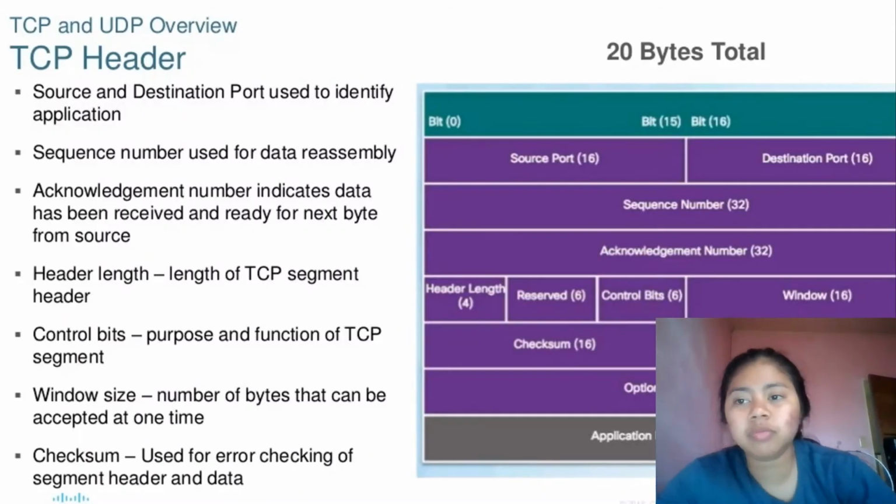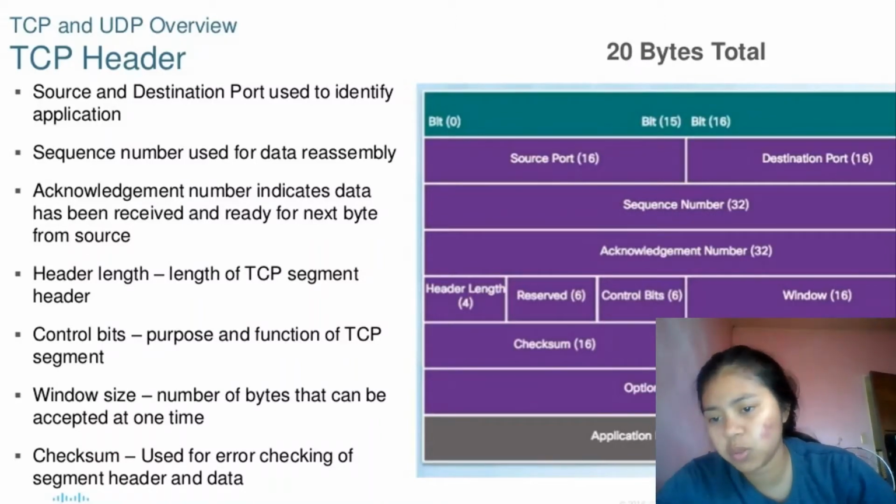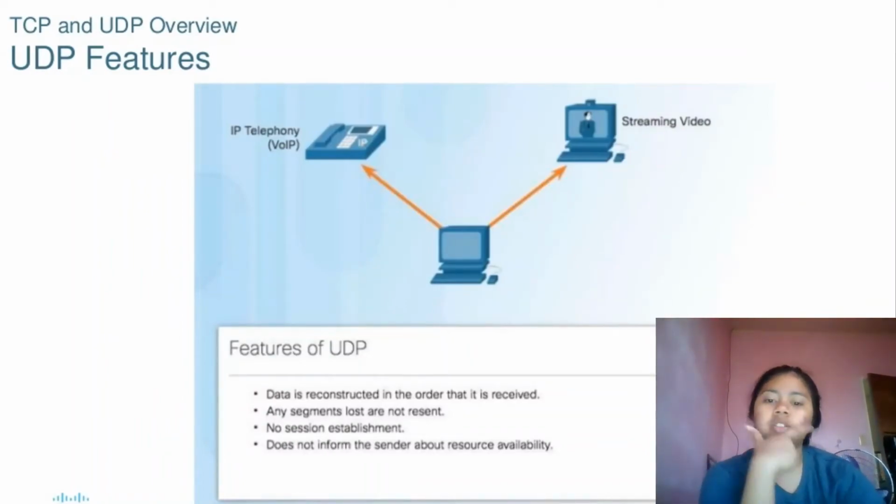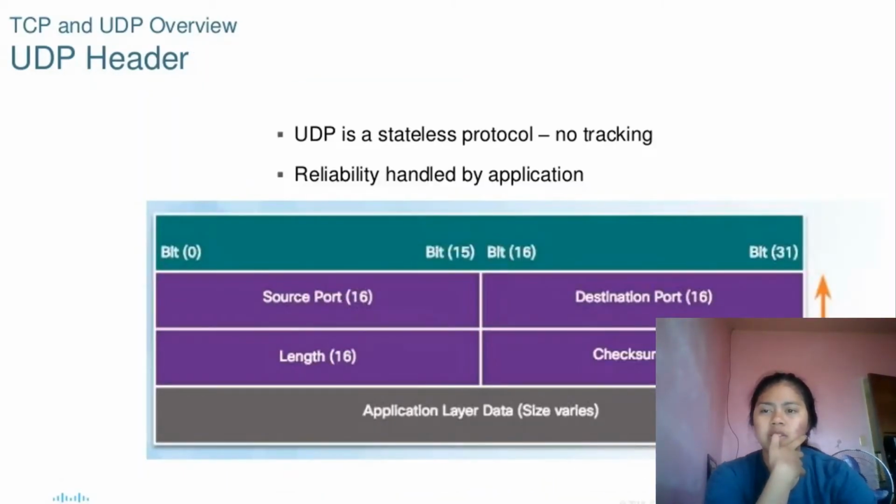TCP header: source and destination port used to identify the application, sequence number, acknowledgement number, header length, control bits, window size, and checksum. UDP features: data is reconstructed in the order that it is received. Any segments lost are not resent. There is no session establishment, and it does not inform the sender about resource availability. UDP is a stateless protocol, with no tracking.